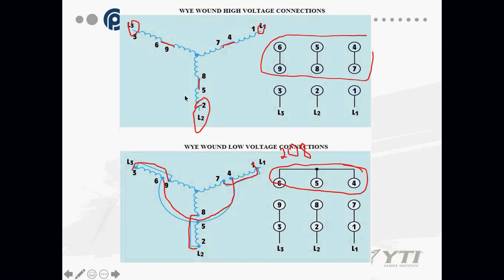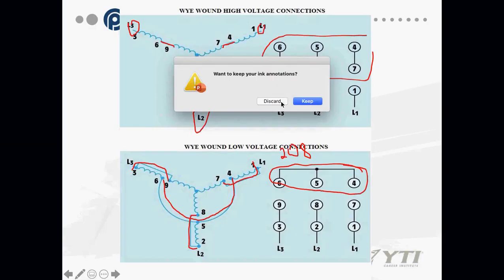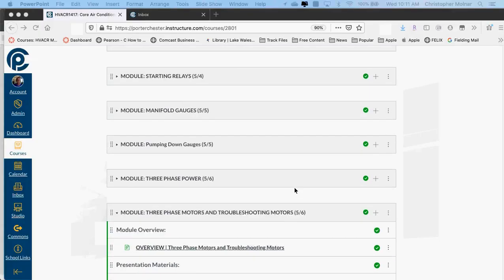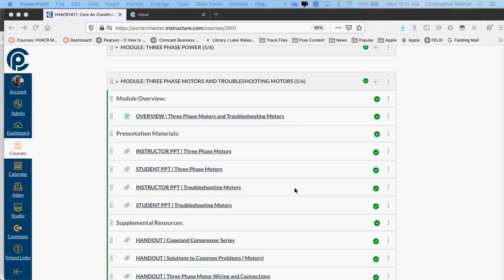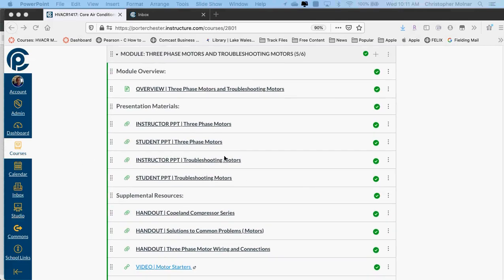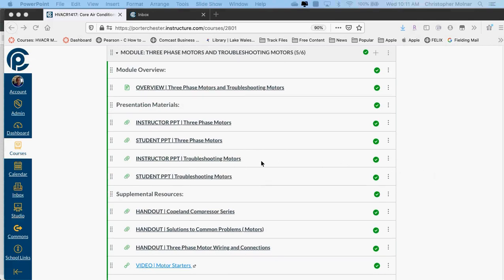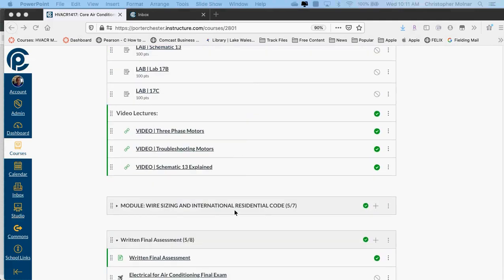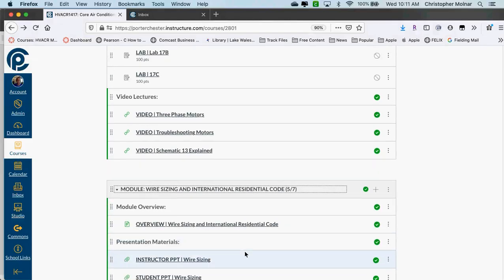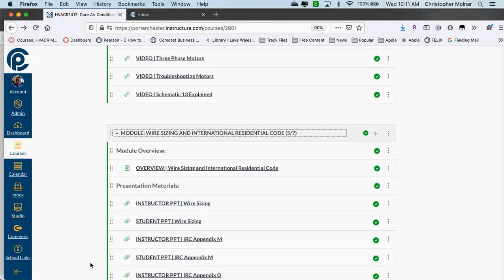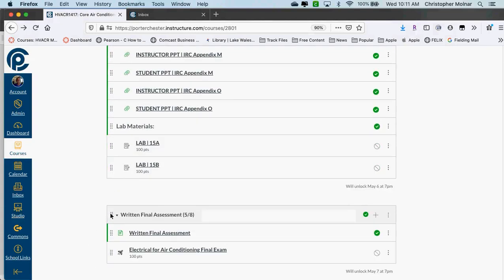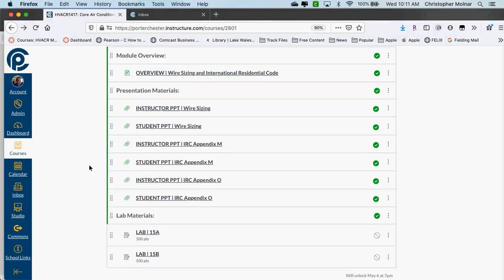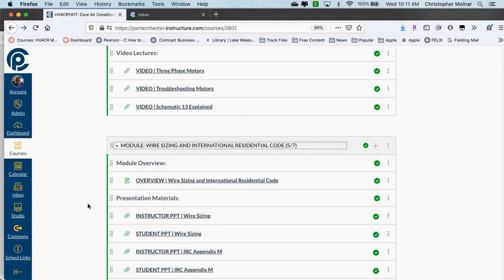Okay, so let's look at where we are in this course right now. We're going to talk a little bit about troubleshooting motors tomorrow. I've gone over so much of it already as we've been doing our lessons. I also want to talk a little bit about wire sizing tomorrow. Wire sizing won't be on the final, but I do need to cover it. And then on Friday is your final exam. I'm going to try to keep tomorrow as short as humanly possible.